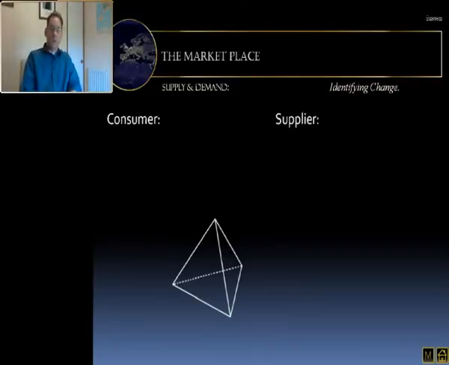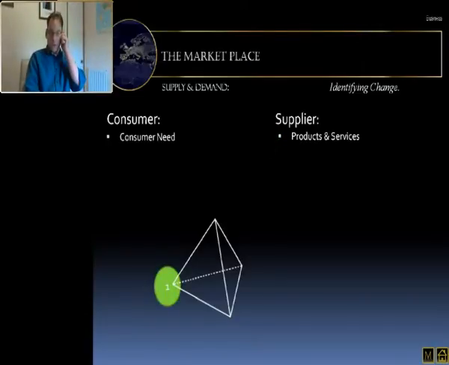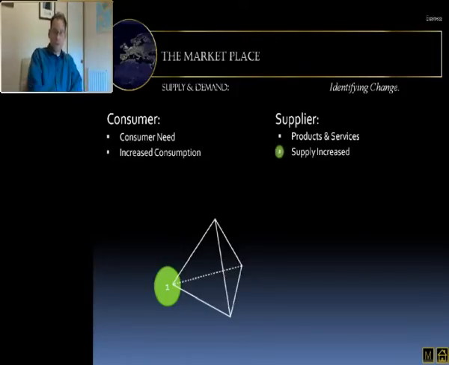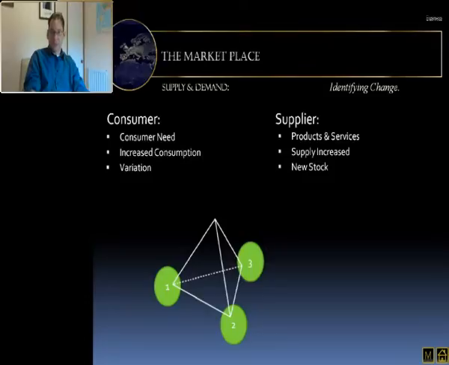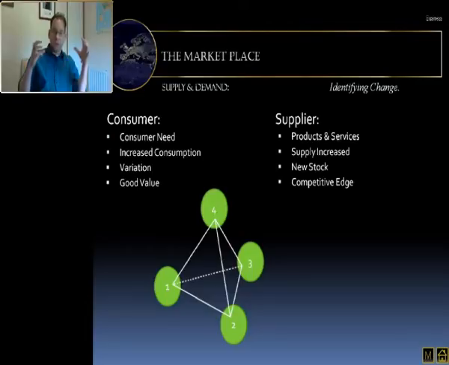So let's draw up the consumer and the supplier, and the all familiar triangle. Consumer need, and products and services. One part. Second part, increased consumption, supply increased. The variation, new stock, and good value and competitive edge. So each one are opposing components but work with each other to create one, shall we say, supply and demand model.